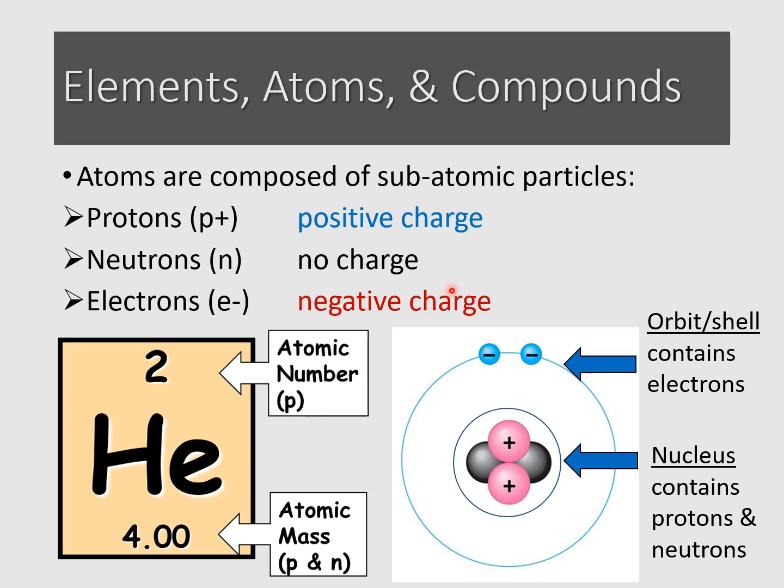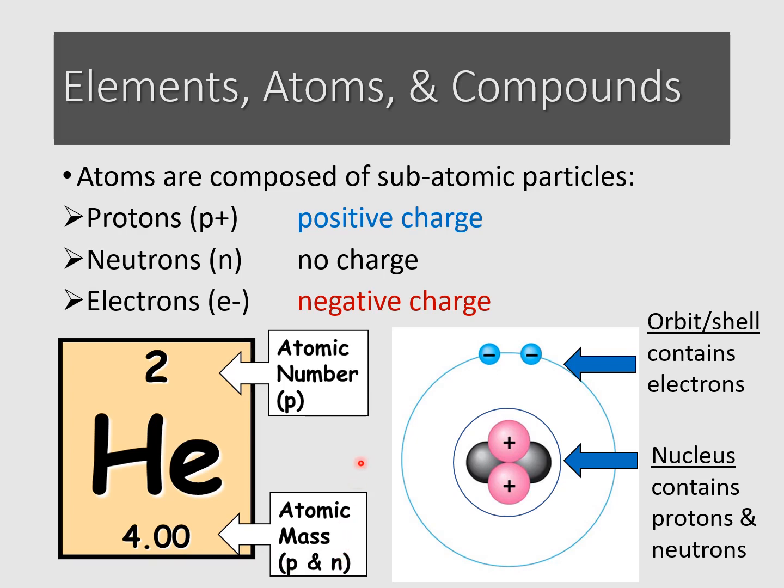Now, if we look at our atoms or elements on the periodic table, we see that they look like this. Here is He for helium, our actual element. Up at the top we have a number, and that's the atomic number, which is the number of protons, those positively charged particles. And at the bottom, we have the atomic mass. We said all matter has mass, so it's kind of a weight, and this is made up of the protons and the neutrons.